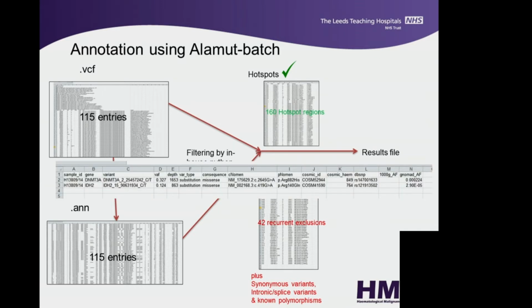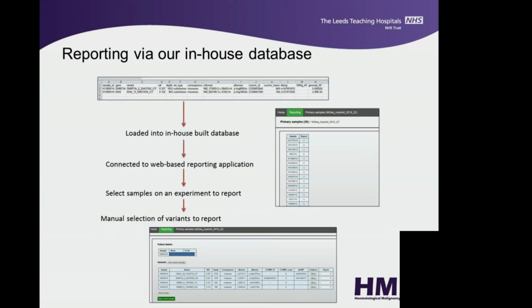That 115 has been now whittled down by our filtering processes to two variants, a DNMT3A, I think it is, and an IDH2 variant. So that then goes through our reporting pipeline, so those variants, along with a unique HMDS number, which is what we use to tie it all up, then go onto our in-house reporting database, so our two variants there, loaded into our in-house built database. This is connected to a web-based reporting application, and this was all designed by Paul Glover in our department.